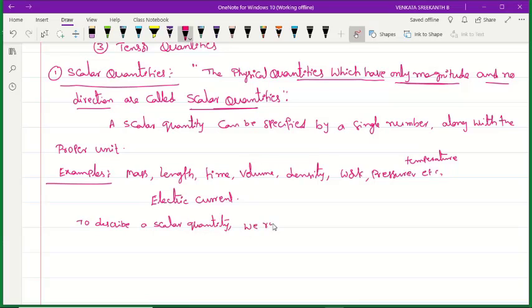Okay. Next, to describe a scalar quantity, we require some specific points. What are those specific points? First point is the specific unit of that quantity.